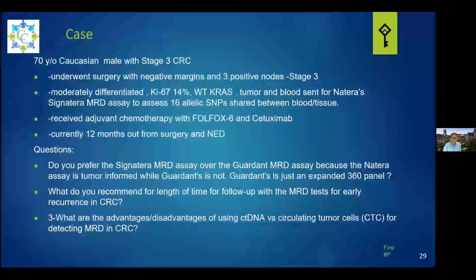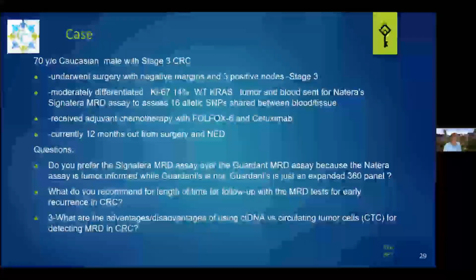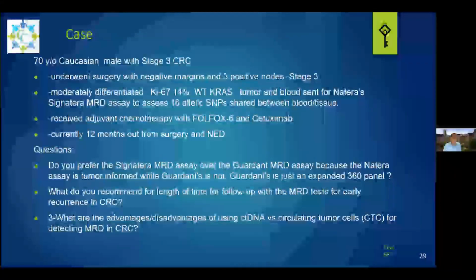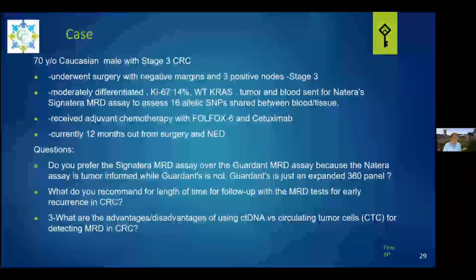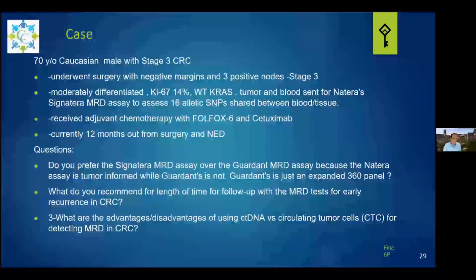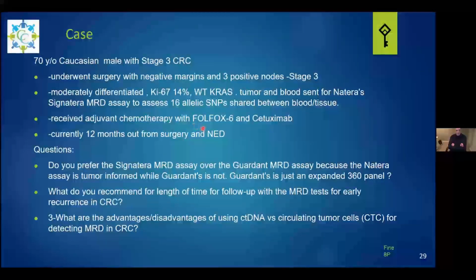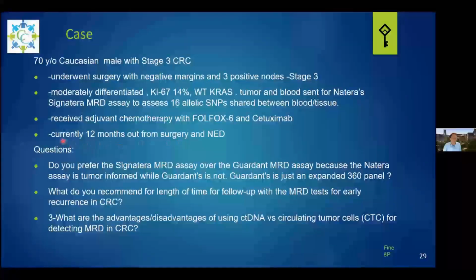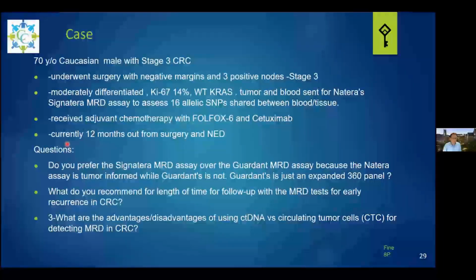Dr. Fine. Yes. All right, welcome. We're going to talk about your case here. I'll walk it through. So this is a 70-year-old male, stage 3 colorectal cancer, underwent surgery, negative margins, but 3 positive nodes. So this is a stage 3 cancer. Tumor in blood was sent for Signatera. And then the patient received FOLFOX. Looks like the patient also got cetuximab. And then currently 12 months out from surgery and no evidence of disease.